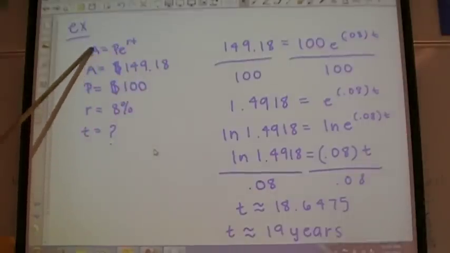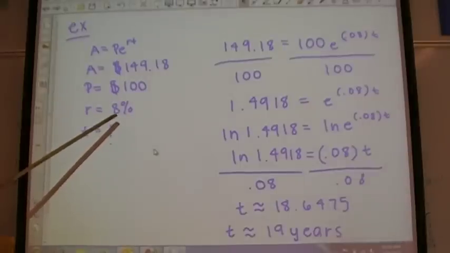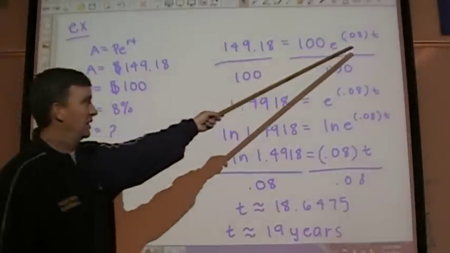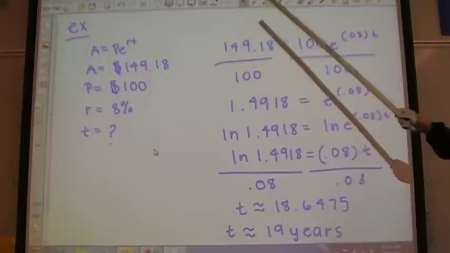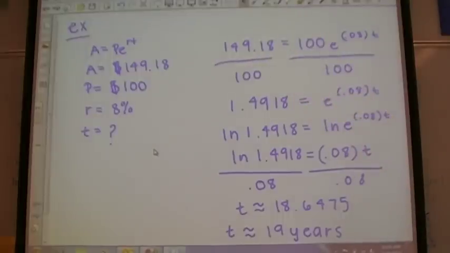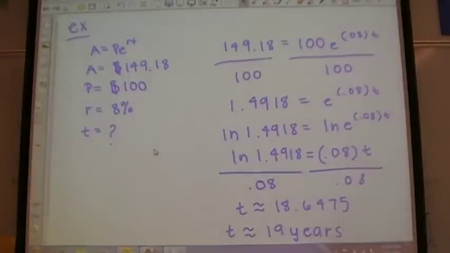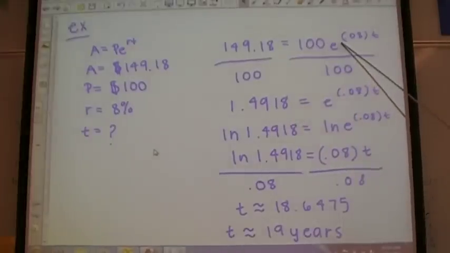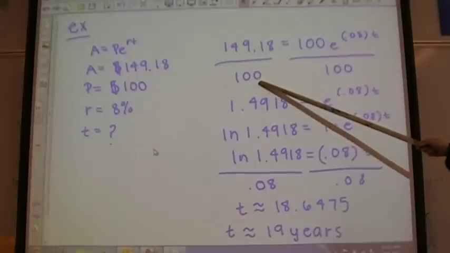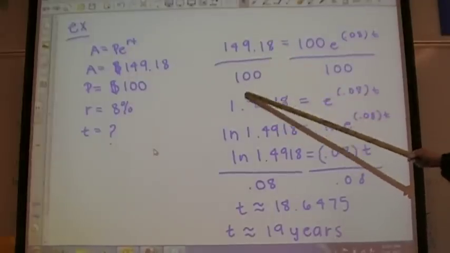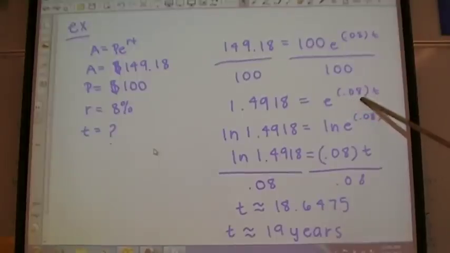Balance 149.18 = 100e, and the rate is what? 0.08 as a decimal, times t. So this is what you should get in your first step. All we're doing is plugging numbers in. Question. So now we solve this just like we solved the last one. I see e, so at some point I should be thinking natural log. Get rid of the 100 by dividing both sides by 100. This simplifies to 1.4918 = e^(0.08t).